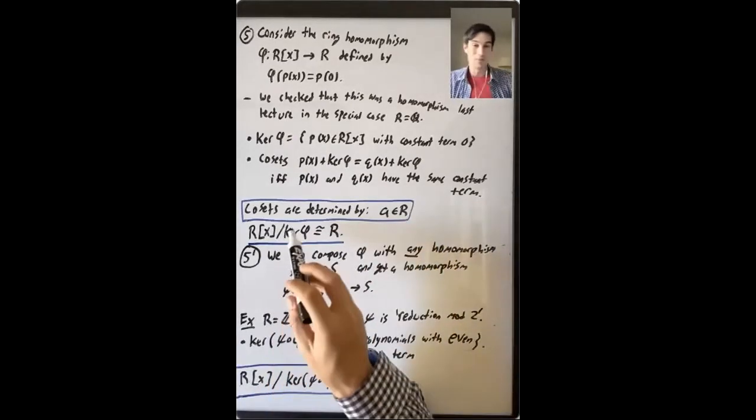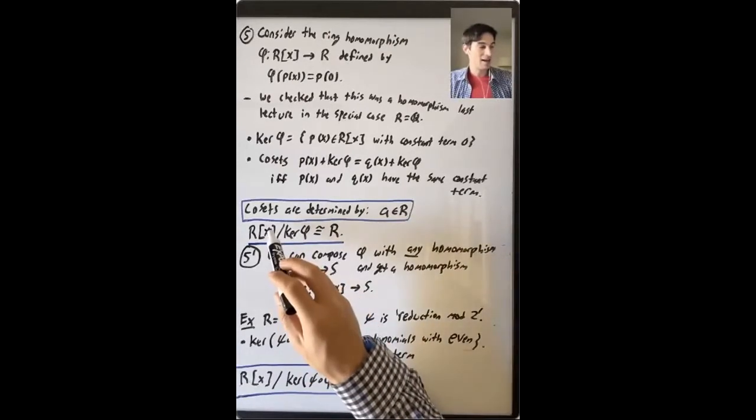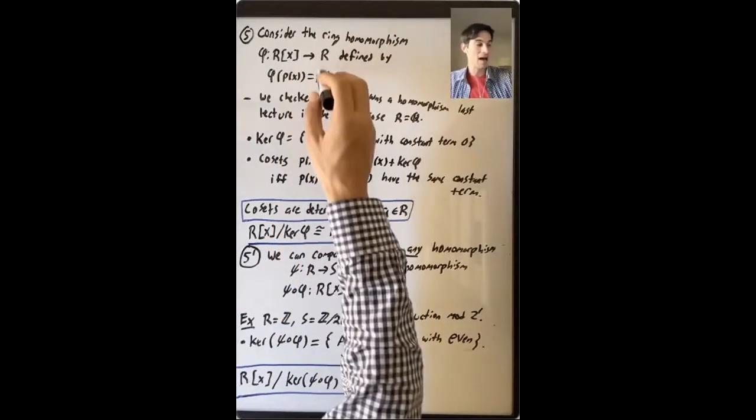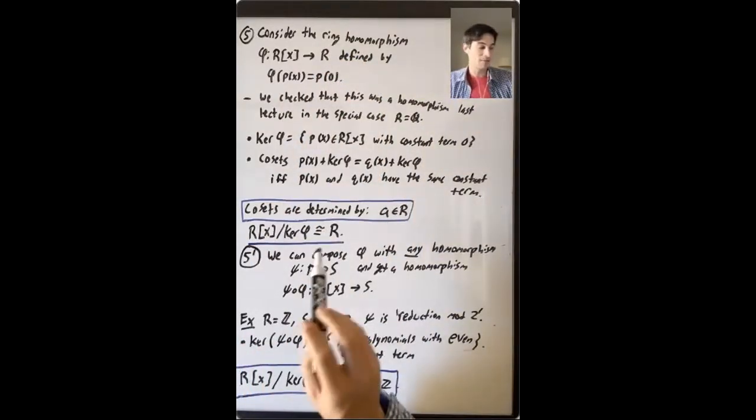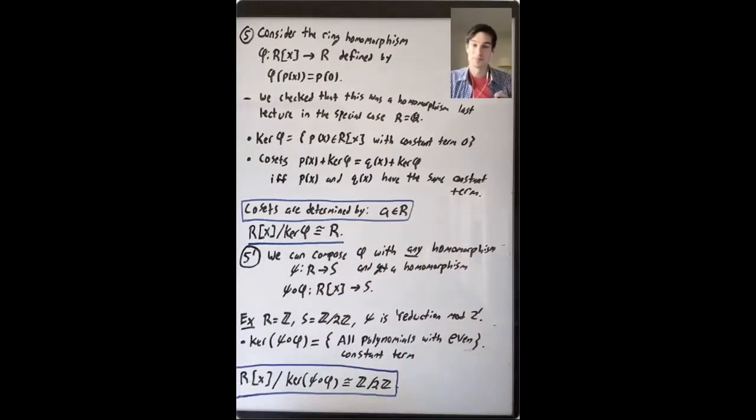So what we get from the first isomorphism theorem is that this map here is surjective because the constant term can be anything. So R[x] mod this kernel is isomorphic to R.